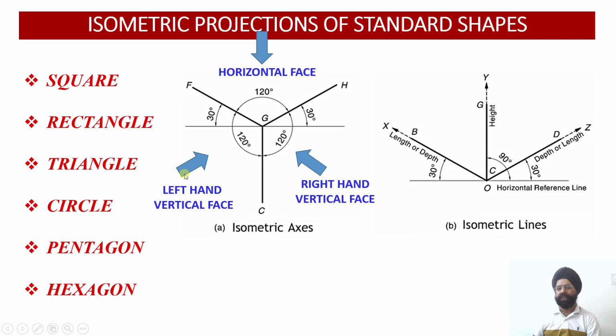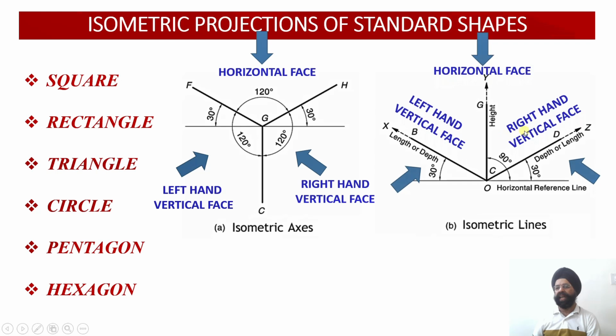Then the second type of shapes will correspond to the left hand vertical face. In the left hand vertical face, we will presume that the solids are resting with their axis parallel to the ground, and their basic shape will be drawn along the X and Y dimension. So the X and Y dimension will house the basic shape, that is either square, rectangle, triangle, circle, pentagon or a hexagon. They will be drawn along this particular face of the 3D projection, and the depth of the solid will be drawn on this side.